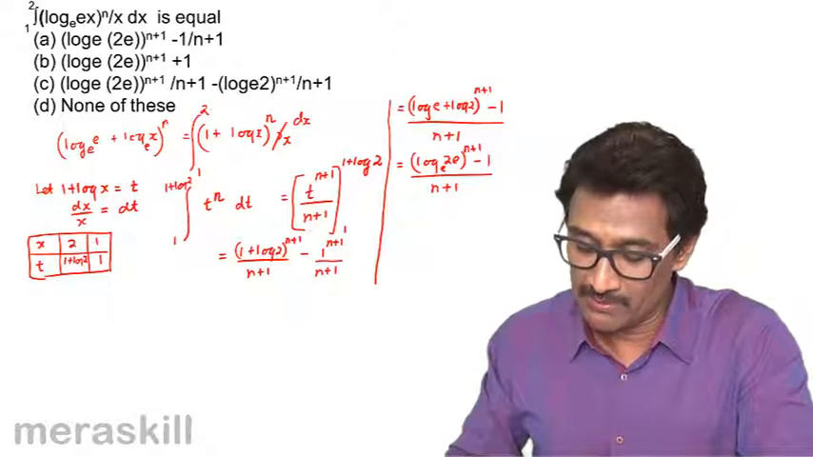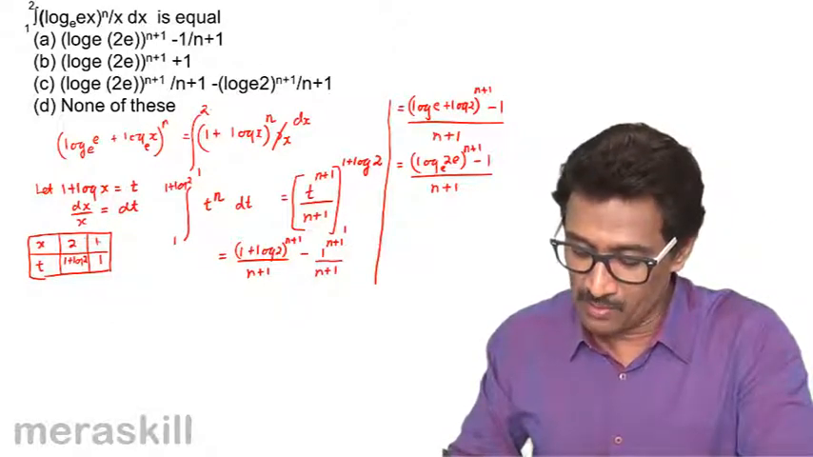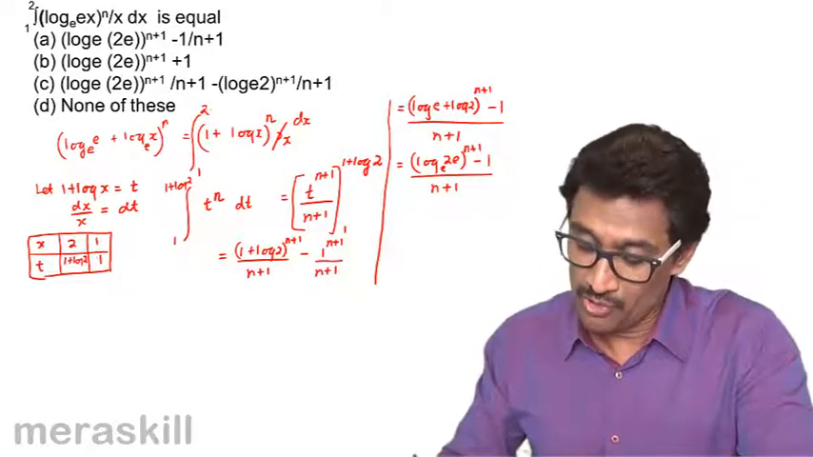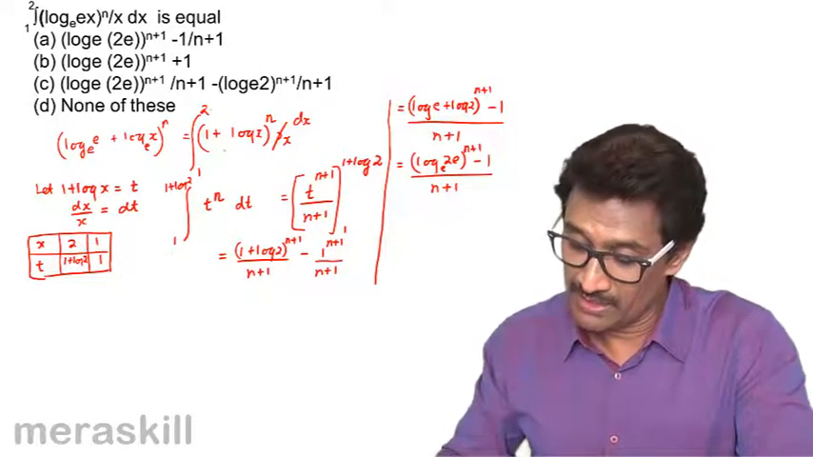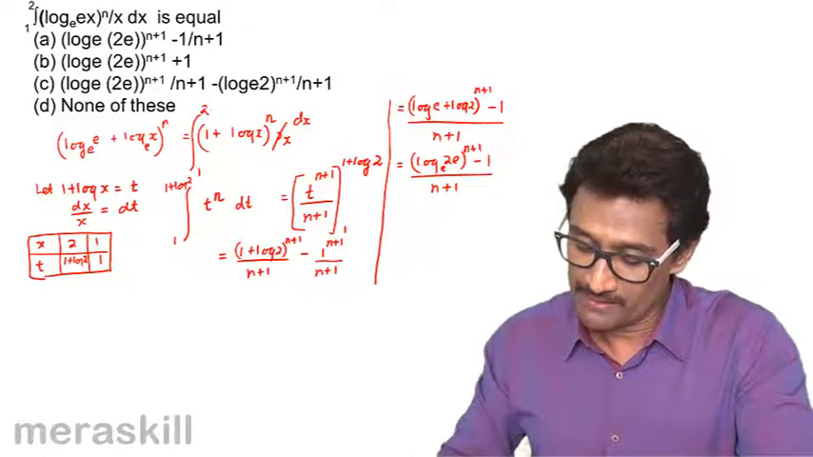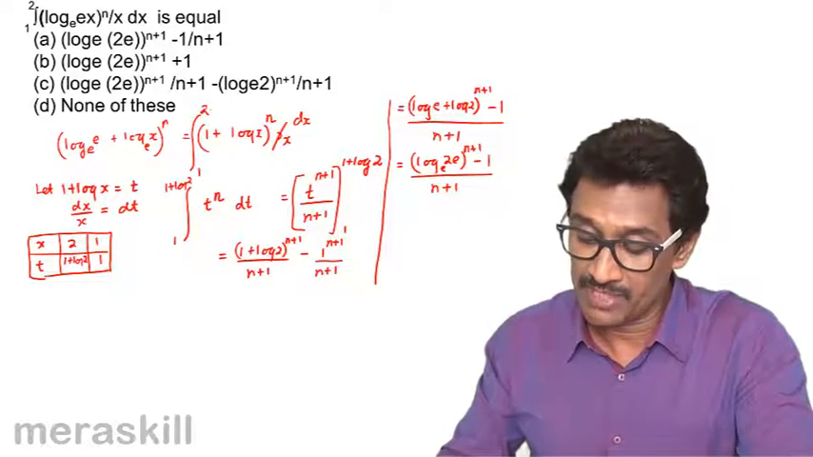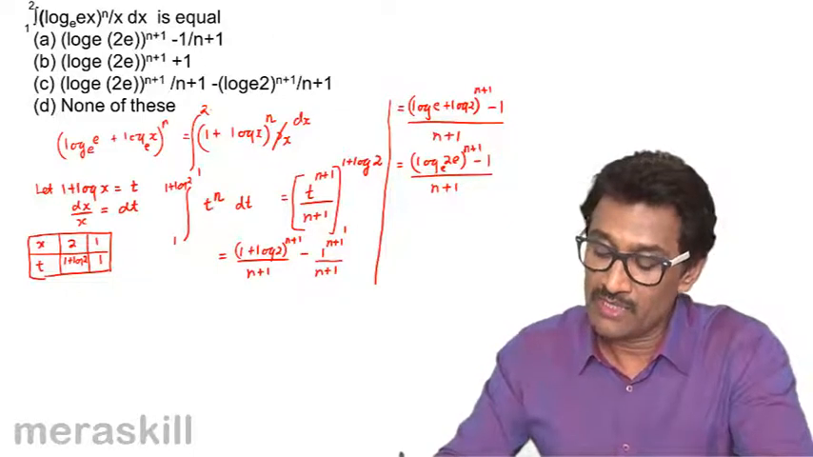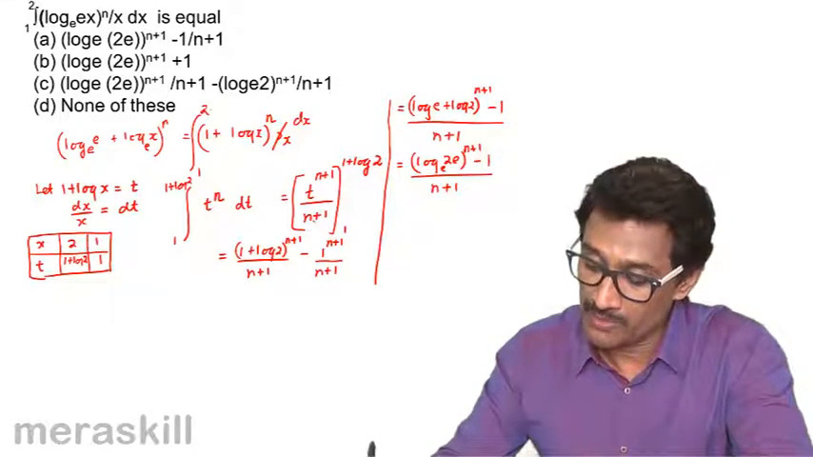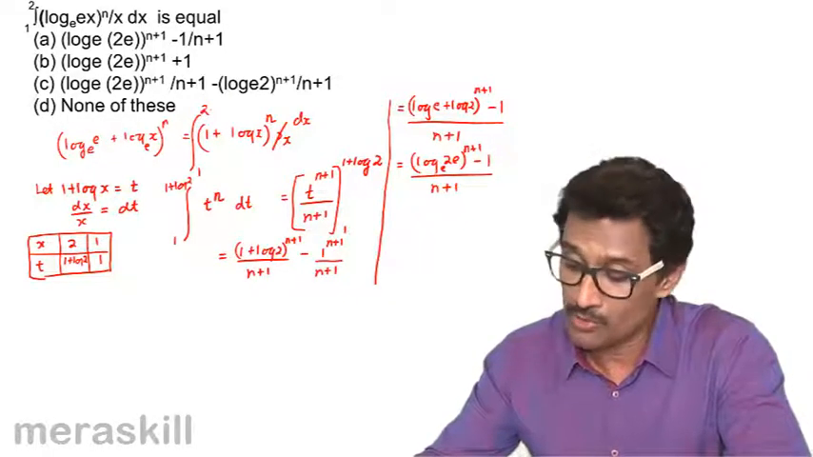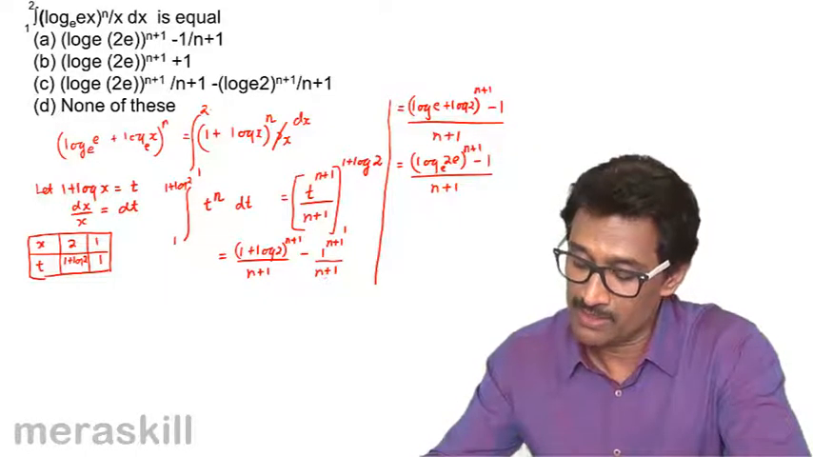When x is 2, t becomes 1 plus log 2. When x is 1, t becomes 1 plus log 1, that is 1 plus 0, 1. So on substitution, since we have taken this as t, you get t raised to n. Dx upon x is nothing but dt, and the limits have changed from 1 to 2 into 1 to 1 plus log 2. Now this is nothing but t raised to n plus 1 upon n plus 1. Instead of t, you put 1 plus log 2 raised to n plus 1 upon n plus 1. Again, for the lower limit, it's going to be 1 raised to n plus 1 upon n plus 1.